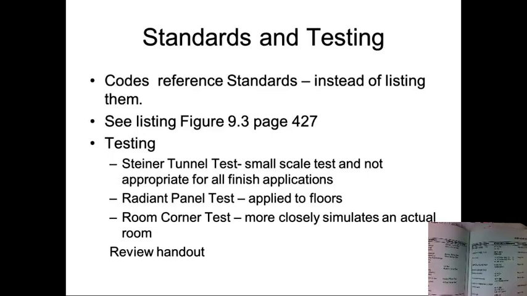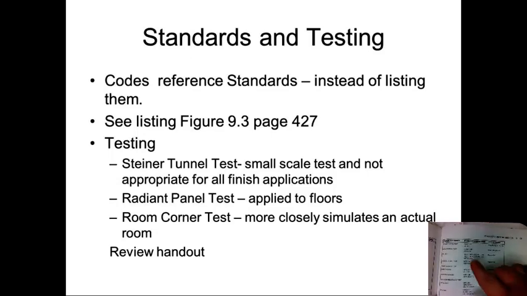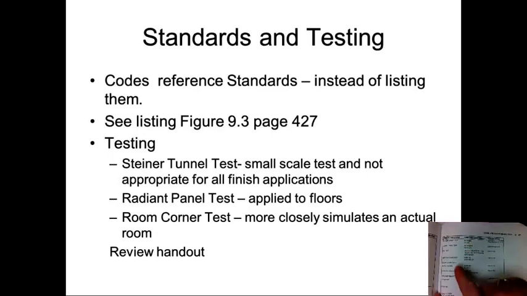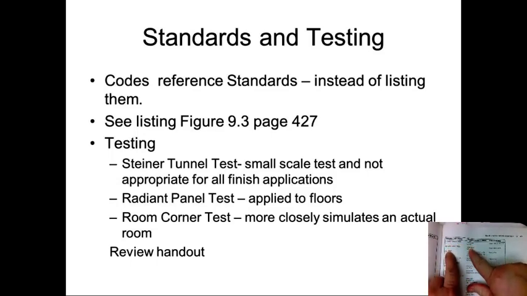This, of course, is talking about your common tests. Remember, we just went over these. So these are the test methods, and these are the standard names. When we go through all these tests, you're going to see that these are standard names that go with the tests that are there. We have testing like the Steiner tunnel test, the radiant panel test, the room corner test, and there's a handout that I put in the course, so you might want to print it out and look at it, and we're going to be going over that a little bit later.